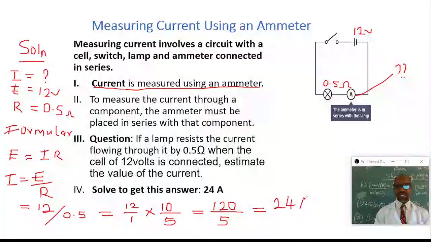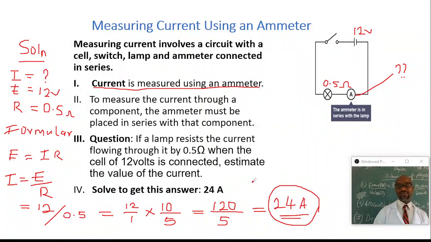That is what it means. A stands for ampere, and that is the unit of current. So this figure is the answer, and that's what you can see. They arrive at 24 amps.